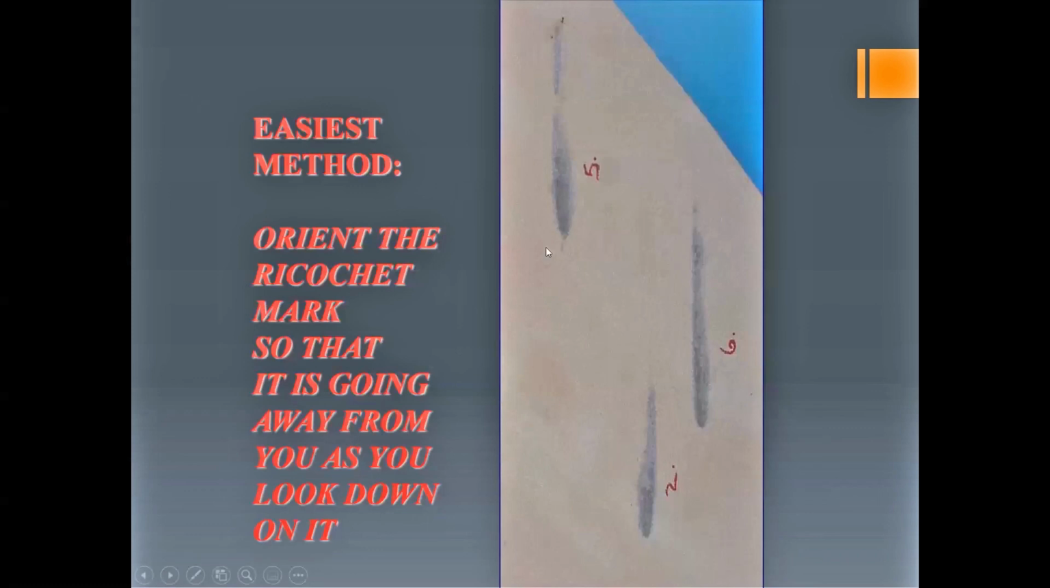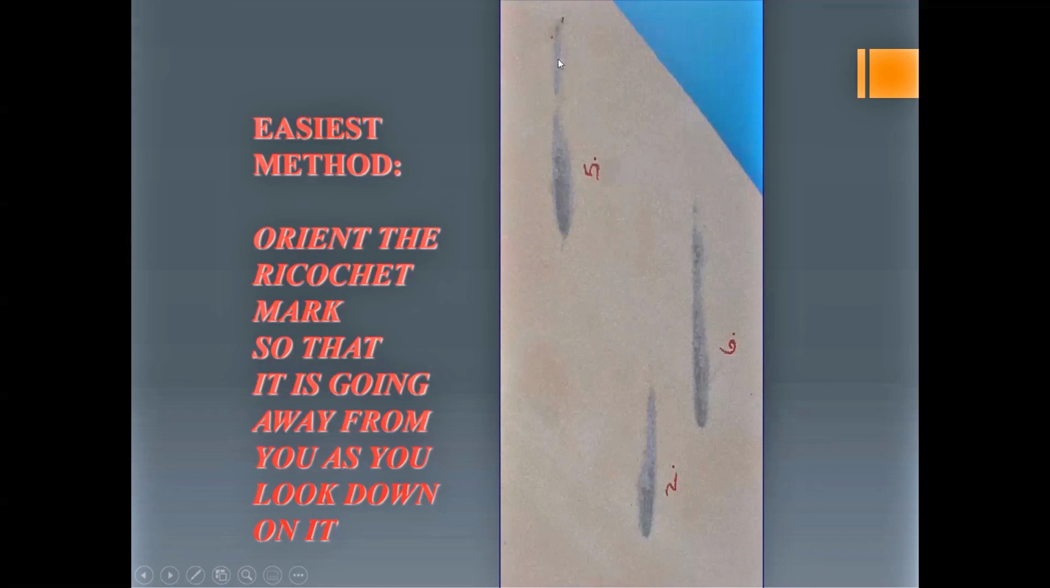Okay, so let's have a look at these right here. So orient the ricochet mark so that it's going away from you as you look down on it, right? So here, these are going away from us. They're going in this direction. Well, basically from bottom to top, right? So the bullet struck here, traveled down the surface. Less of the bullet's in contact with the surface over here on the right side than it is on the left side.